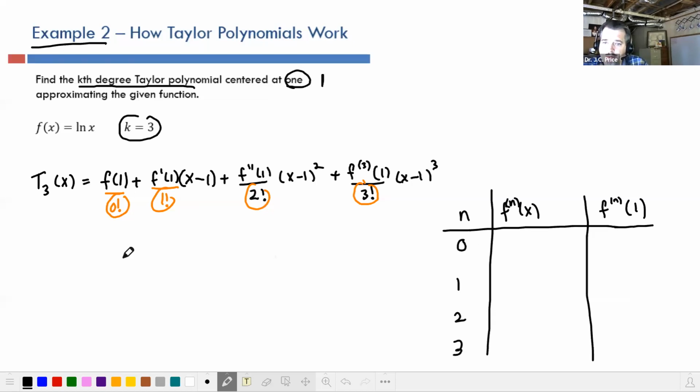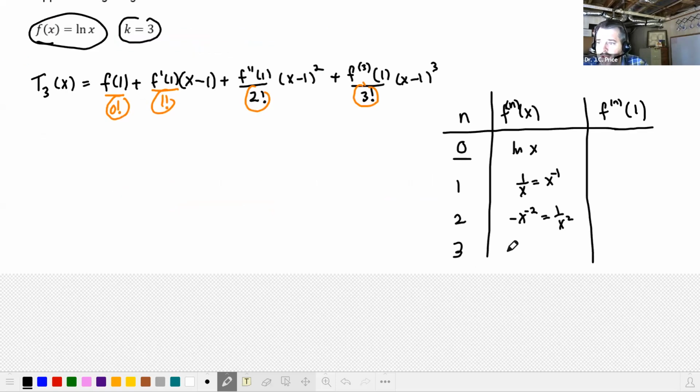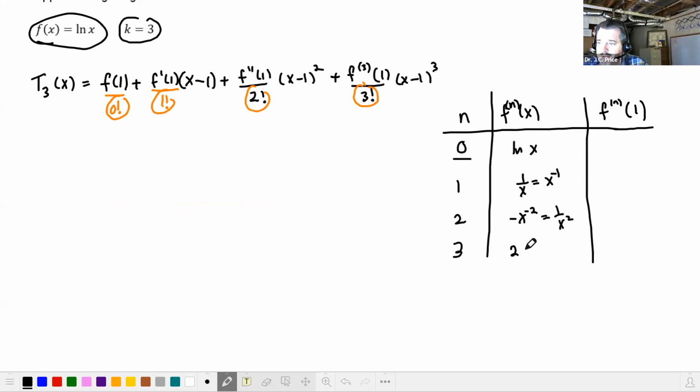And so how about for 0? Remember, here's my function, ln of x. First you just write down ln of x, so for 0, it's just the original function ln of x. Then the first derivative is just 1 over x, or if you like, you can write that as x to the negative 1. For the next derivative, the power comes down, you take away 1, so you get negative x to the negative 2, which is really negative 1 over x squared. And for the third derivative, the negative 2 comes down, you get positive 2 x to the negative 3, which is equal to 2 over x cubed.